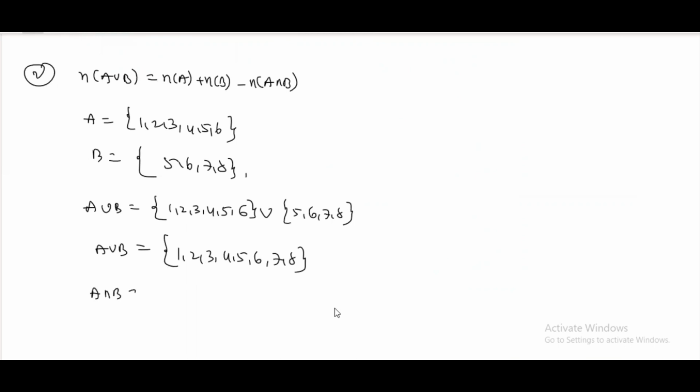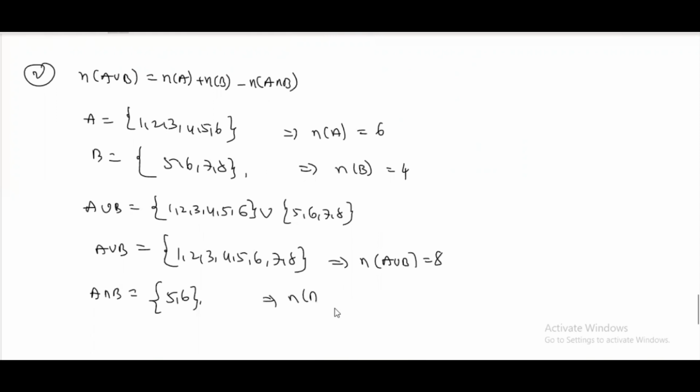So A intersection B is what? Only 5, 6 is the A intersection B. If you look at the cardinal numbers of all of these, n of A is 6, n of B is 4, n of A union B is 8, and n of A intersection B has only 2 elements.